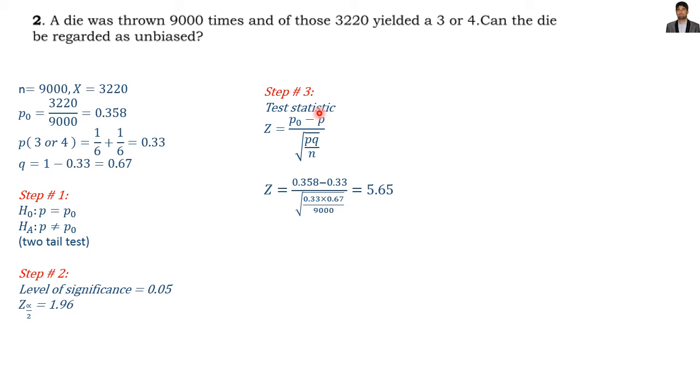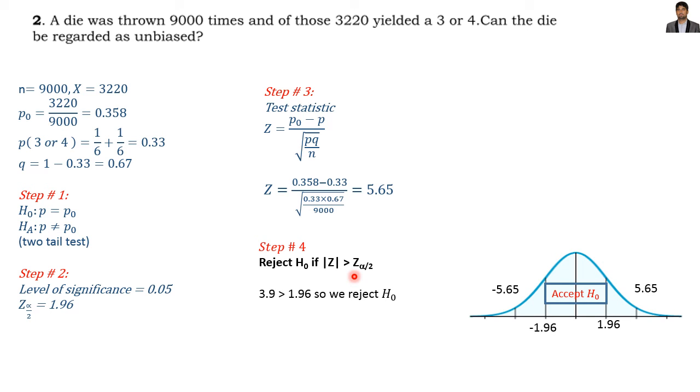Step number 3, test statistic. This is the formula. Put here all the values. We'll get 5.65. Step number 4, since it is a two-tailed test, so minus 1.96, 1.96. If the value of test statistic falls in the region, we will accept H naught or H0. 5.65 is outside this region, so we will reject H naught.